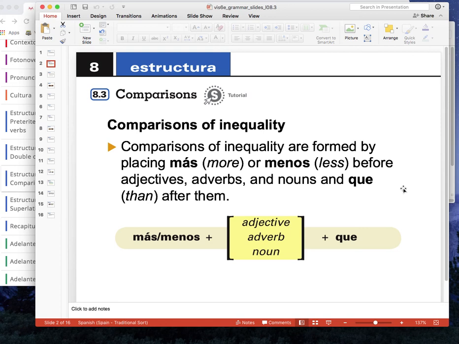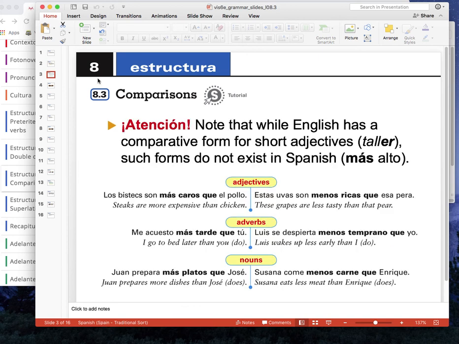So comparisons of inequality, we use más with an accent mark for more, or menos before the adjectives, adverbs, and nouns, and then que after them, right? So this is the structure. You have either more or less, más o menos, plus the adjective, adverb, or noun, plus que. So let's see some examples of that.